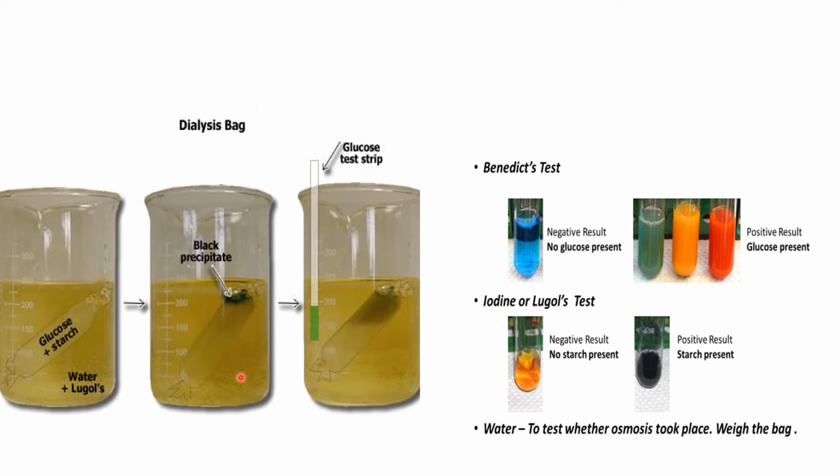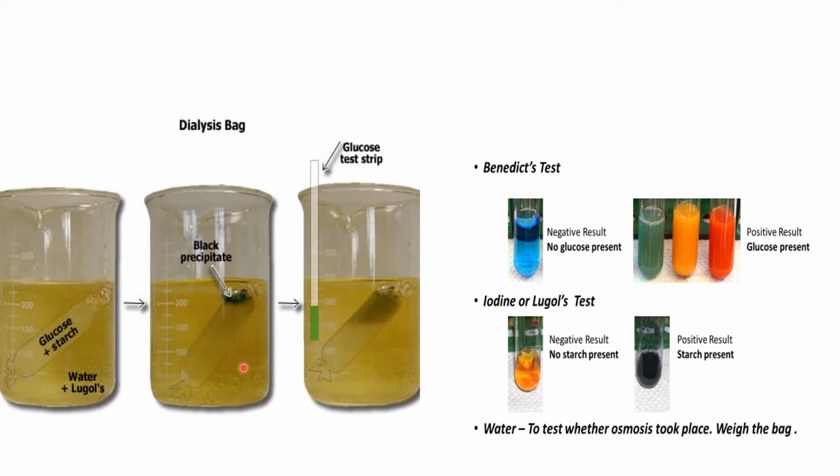Now let's take a look at the color outside. The color outside remained yellow. So we have iodine outside. What does that tell you about the starch? Did the starch leave the bag? The starch did not leave the bag, because if starch had left the bag, and you have iodine outside, then outside the bag should also turn black. But because it didn't turn black, we know for sure that the starch did not leave the bag.